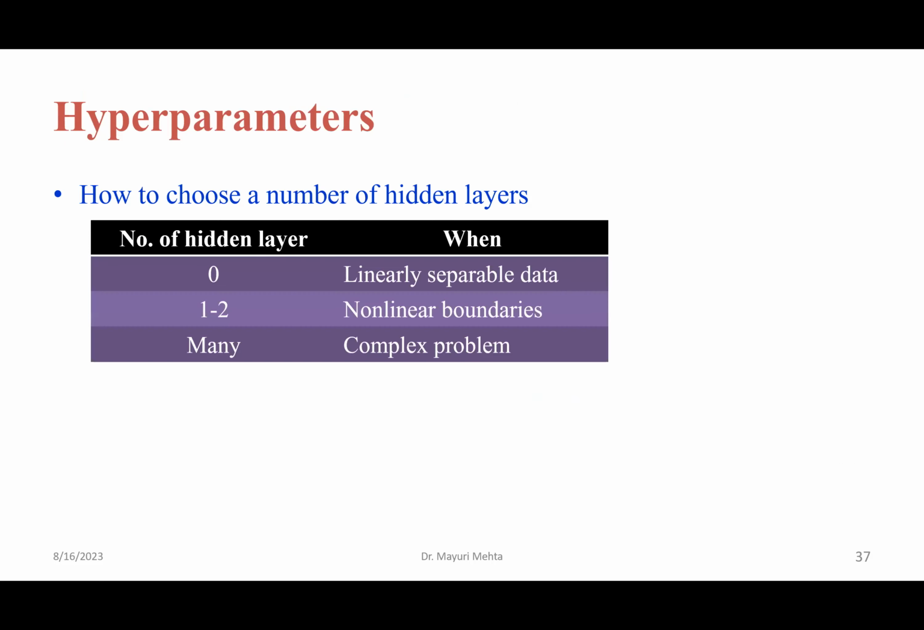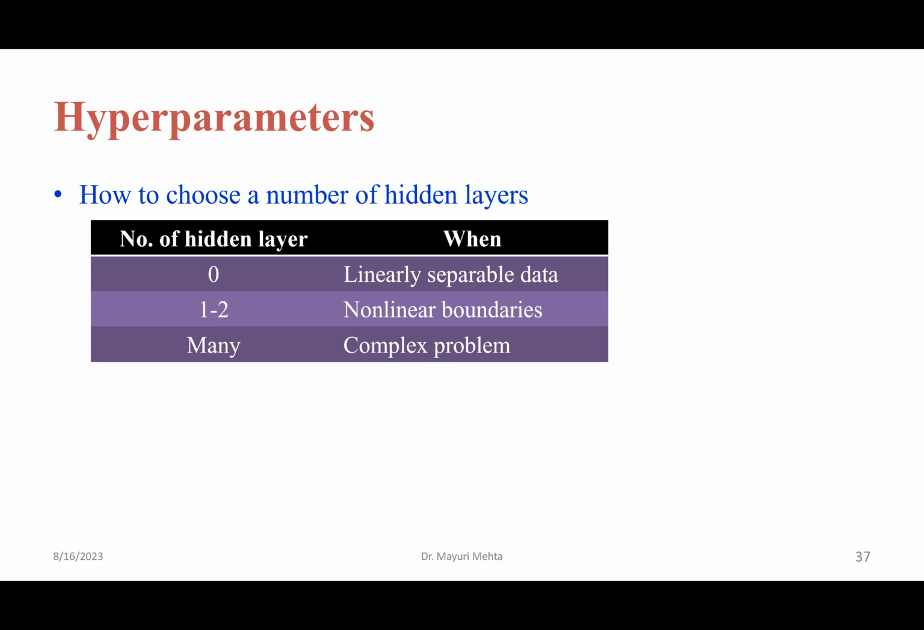Then we saw how we choose the number of hidden layers. I hope you remember. If not, let me tell you in one or two lines how we choose the number of hidden layers. This summary shows how we should choose. If there is linearly separable data, then zero hidden layers are required. If nonlinear boundaries are there in the given data, then one to two hidden layers can be set in our neural network.